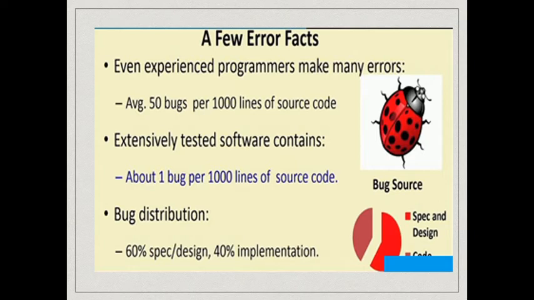Now let us look at some facts about errors. Even the most experienced programmers make mistakes or errors. A typical industry average is 50 bugs per 1000 lines of source code, which is what good programmers make. Testing reduces the number of bugs. After thorough testing, about 1 bug per 1000 lines of source code still remains. Even if we have tested a program very well, there may still be 1 bug per thousand lines of source code. But what is the origin of all these different bugs? 60% can be traced to specifications and design, and about 40% to the code, as an average figure.